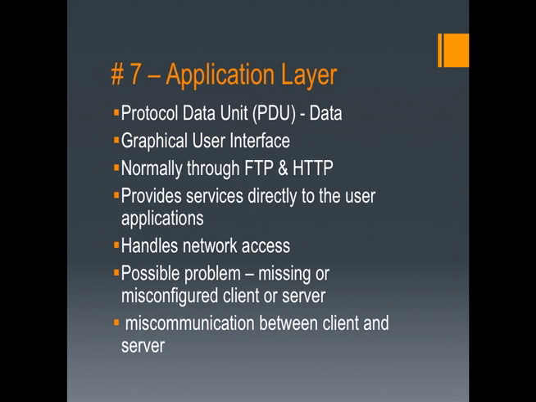To start off, we'll be going over layer 7, the application layer. The protocol data unit for this layer is data, and basically what this layer does is handle network access and move data from sender to receiver. Some possible problems that can occur in this layer include missing or misconfigured clients or servers, or miscommunication between the client and server. A few protocols in this layer are HTTP and FTP.